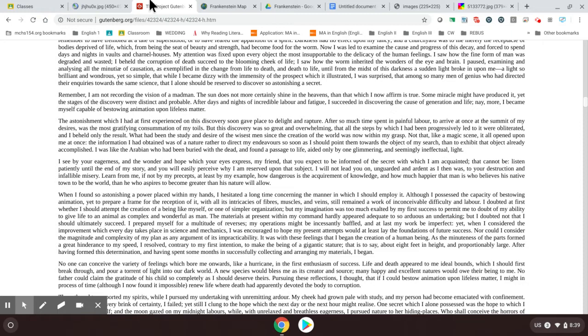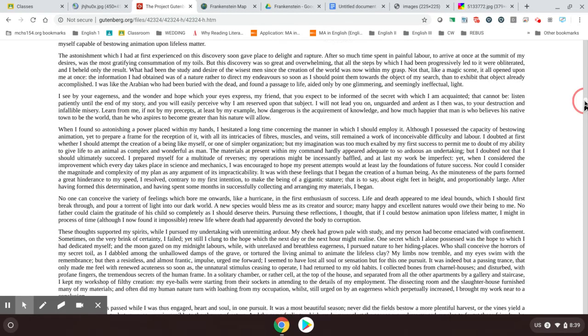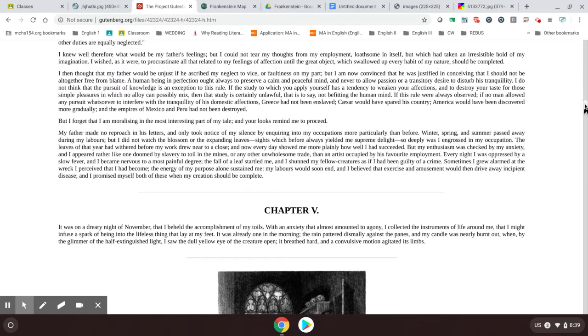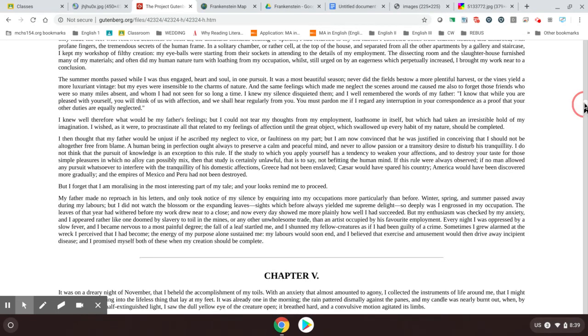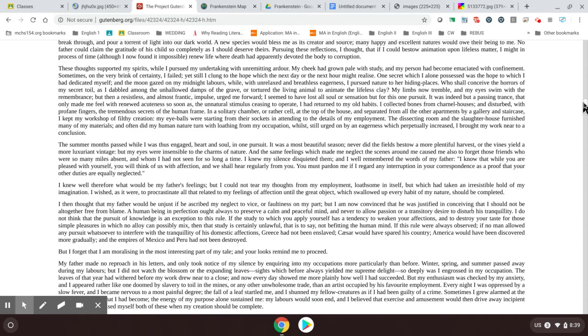So we have a couple breaks in the frame story throughout the rest of this chapter, where Victor Frankenstein breaks back to being in the Antarctic talking to Robert Walton, remember, who he's trying to teach a lesson to. So one example is on page 33.